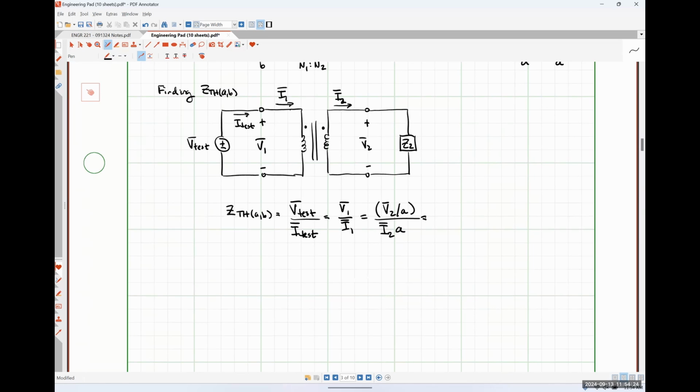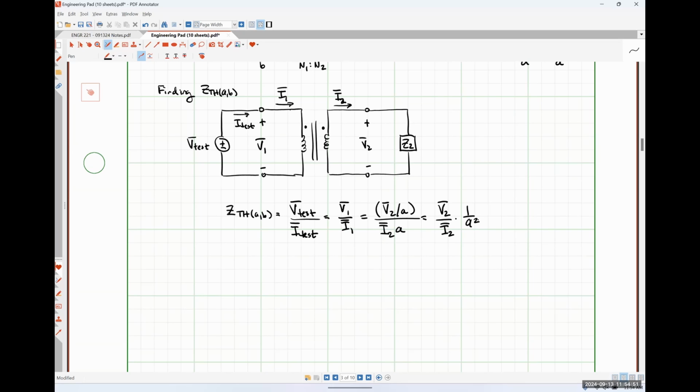So I'm going to make this look a little bit better. So I've got a V2 over A divided by an I2 times A. So I think that looks like V2 divided by I2, and that's multiplied by a factor of 1 over A squared. Are you guys okay with that?